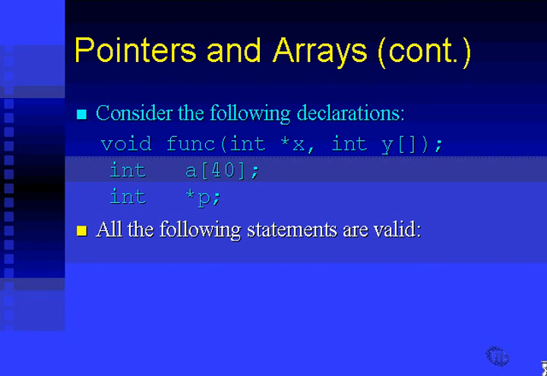All the following statements are valid. Every single one of these will work fine. p equals a. You can assign p to point to a. What you cannot do is assign a to p. You can't reverse that because the address of an array is fixed. However, p to a works fine. You can assign the first element of the array to the first element of the pointer, assuming that pointer is set to point to something valid. In other words, assuming p, the pointer, has been initialized.